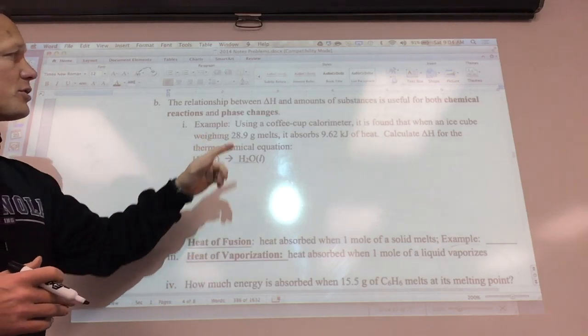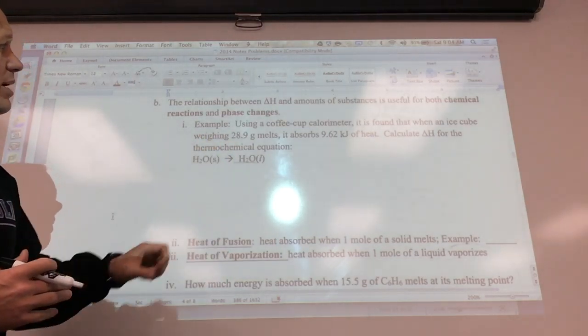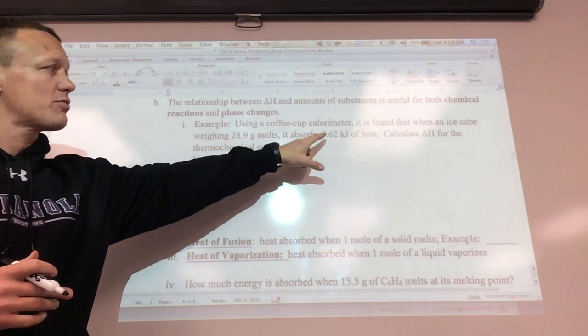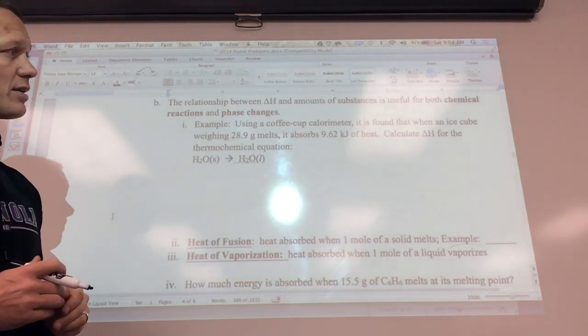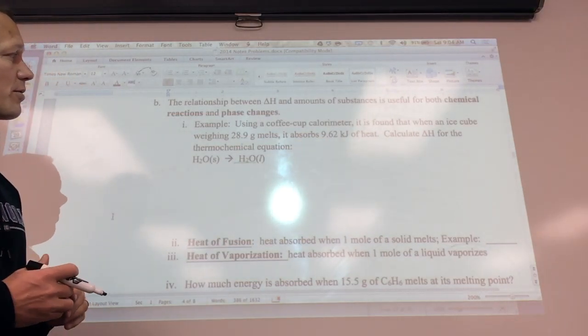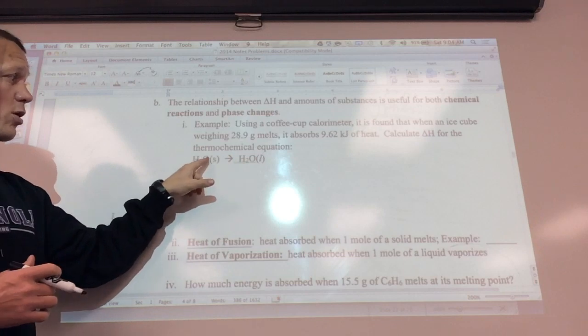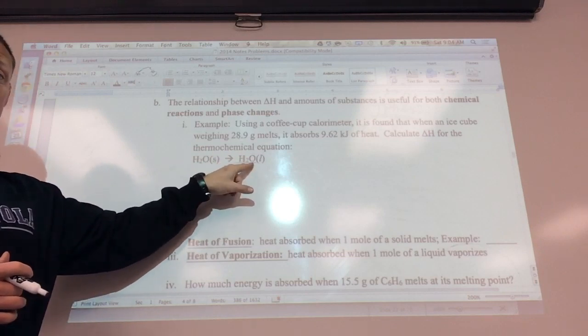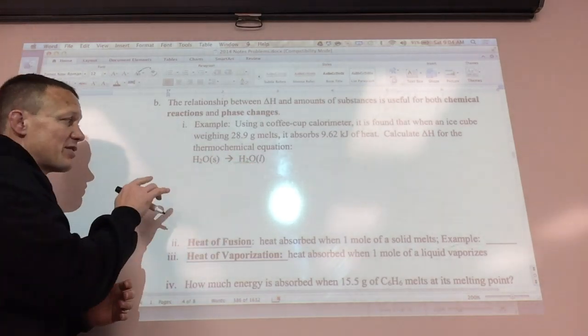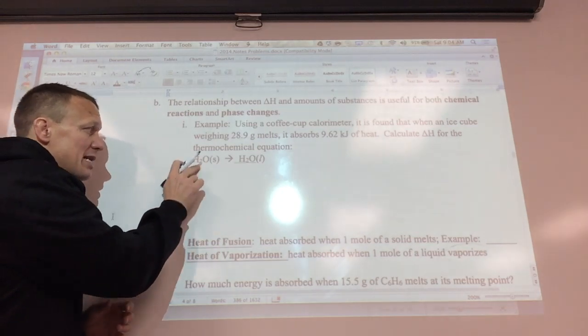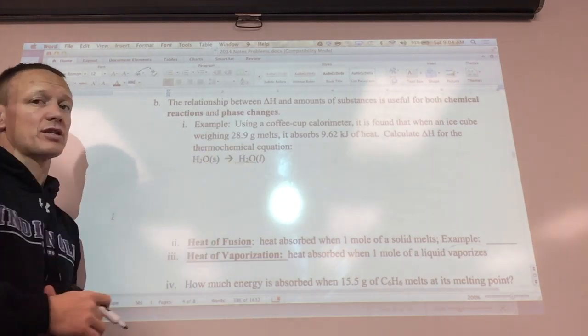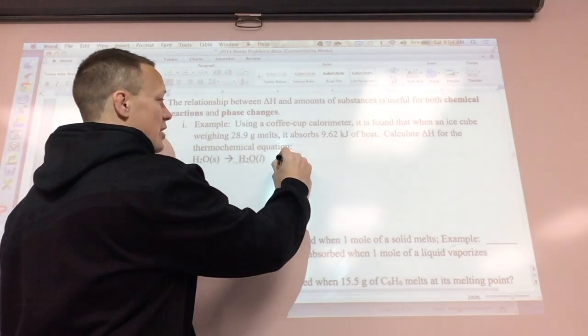So using coffee cup calculators found that when an ice cube weighing 28.9 grams melts, it absorbs this many kilojoules of heat. Figure out delta H for the thermochemical equation. So notice our equation is just water to water, but solid to liquid. That would be an endothermic reaction. You have to add heat. We got to put heat into solid ice to make it turn into liquid.